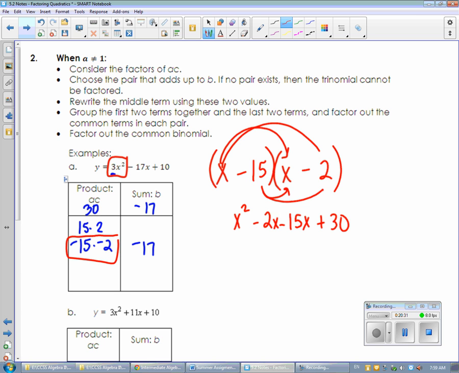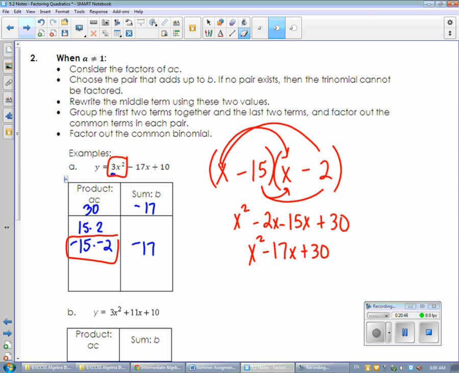But that's not what I started with. Even when I simplify, x squared minus 17x plus 30 is not the equation that I started with. And when we're factoring, all we're doing is rewriting the equation in a different way. We're not changing the value of it in any way.